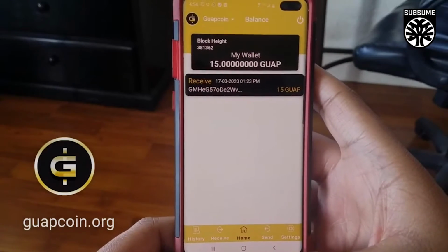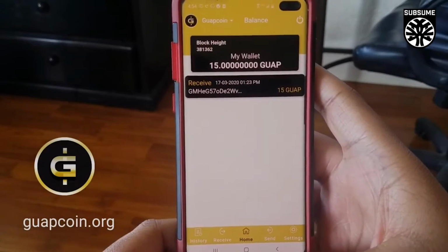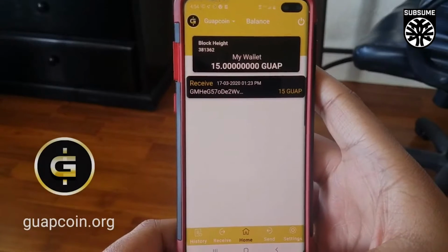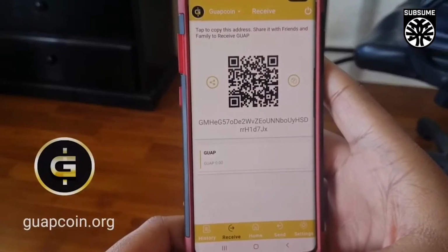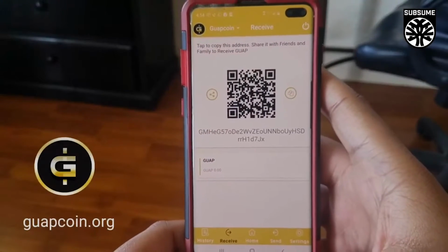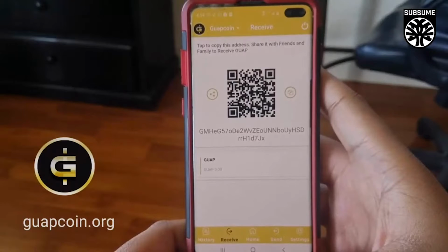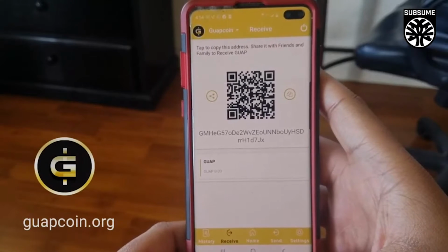So this is the homepage of the app. And so let's say, for example, you want to receive Guap coins. You hit this receive button at the bottom. And so I'm going to go ahead and show you how you use that.